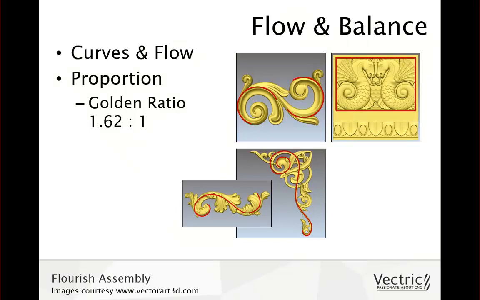I mentioned proportion there before. A lot of these are based on geometrical rules which have been proven for many years to be very pleasing for humans to see and to find beautiful and to see order in them. One of these is the golden ratio. This is 1.62 to 1.